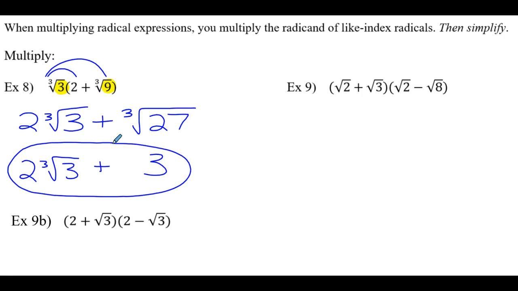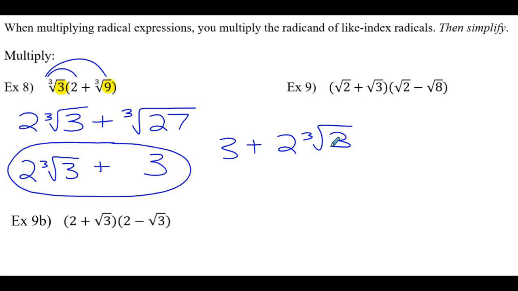So it's kind of like 2x plus 3. We still have to keep them separate because one's multiplied times the cube root of 3 and one's not. Now, could I write this backwards? Could I write it as 3 plus 2 cube root of 3? Yes, you can switch the order of adding. It's still the same thing.